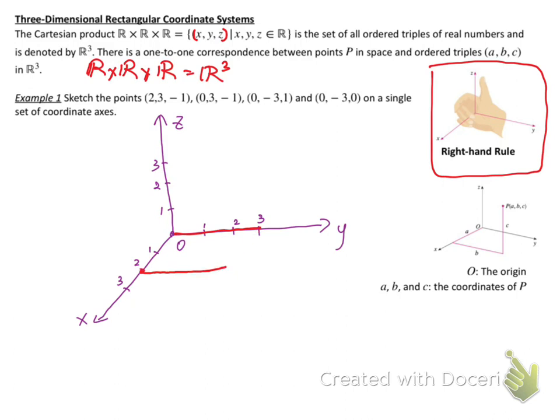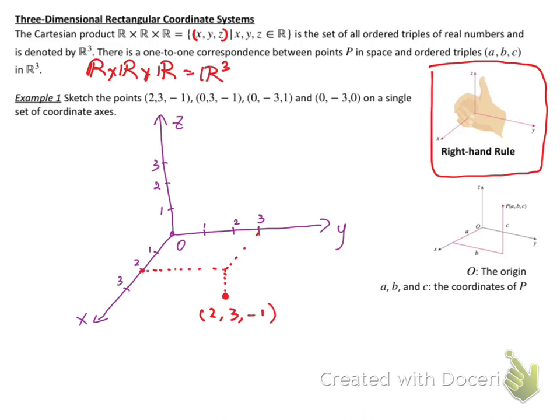Okay. So it will be here. You go 3 units, it's here. Let me again use dotted line. Okay, so they will meet somewhere. That's my 2 and 3. Now negative 1, starting from that point, I go downward 1 unit. So this point is my first point, 2, 3, -1.